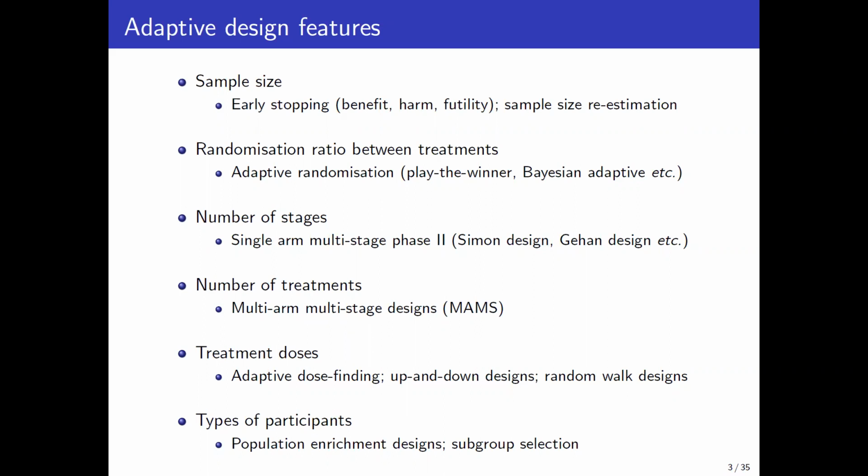Adaptive dose finding is another area where we use the data to determine how we change treatment doses. And then population enrichment, where we actually adapt the individuals that we're sampling from, or the populations that we're sampling from, in order to get subgroups that are perhaps more promising in terms of treatment responses. So as I said, there's a number of different areas where we can be adaptive, and you can probably think of others as well.